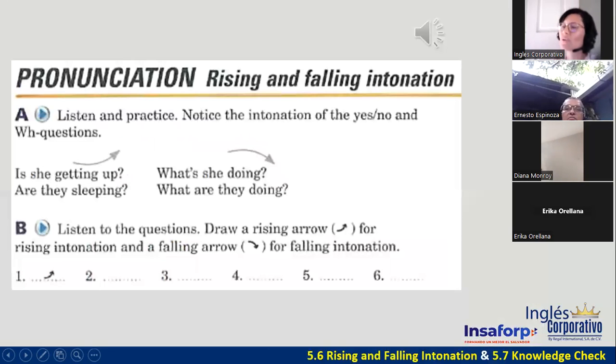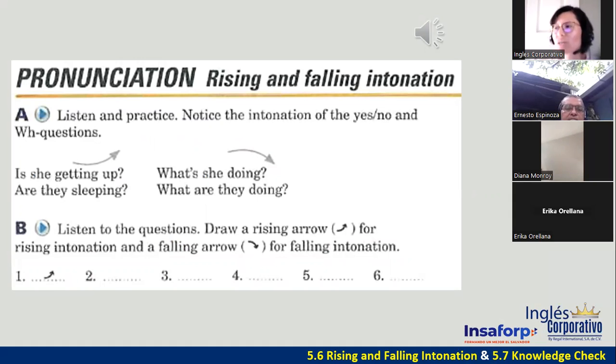So guys, there is one very short section in the platform about punctuation. Now, what happens with punctuation, right? So we have rising and falling intonation. And here it says, listen and practice.